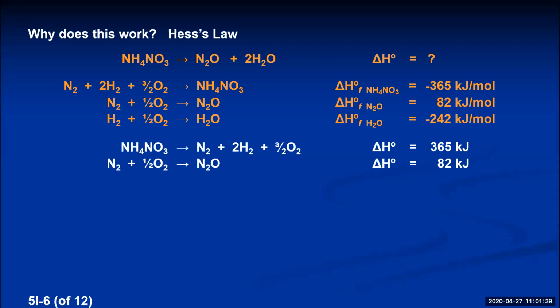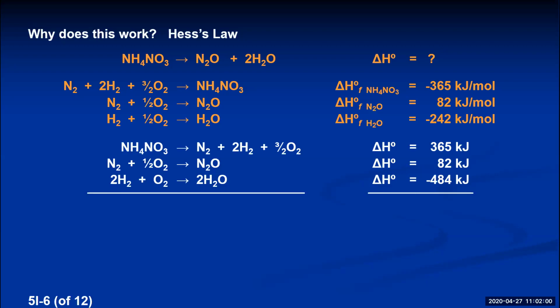The third formation reaction has water as a product, but it's only 1 mole, so I'm going to have to multiply the third reaction by 2. If I do that, it's twice as much water being produced. I have to double the delta H value, so I double negative 242 and it becomes negative 484. These 3 reactions should now add up to make the overall reaction at the very top.